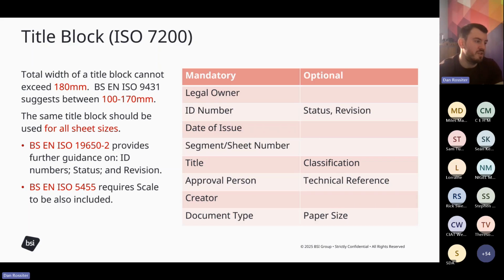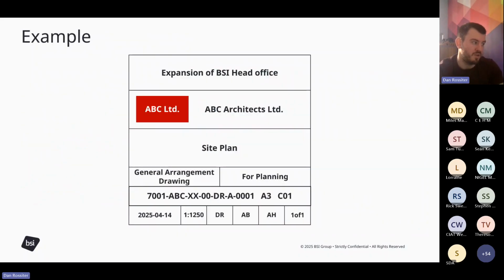If you need further guidance on some of these things, you can see that things like name, status, and revision can come from things like ISO 19650, the BIM standards. And while it's not listed in here, cheekily, if you look at ISO 5455, which is the one on drawing scales, it tells you that scale should be in the title block as well, which is an additional extra one on top. So throw in all that together, you might end up with a title block that looks something like this. I've obviously simplified it.